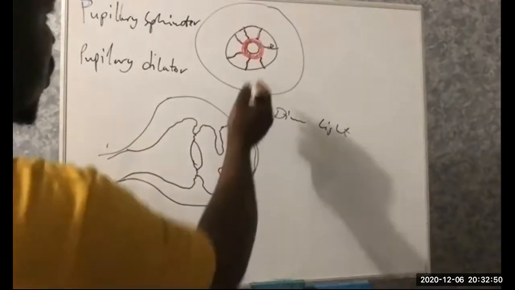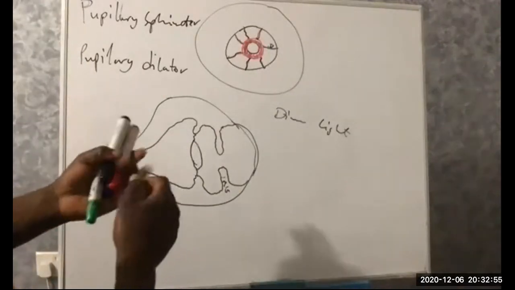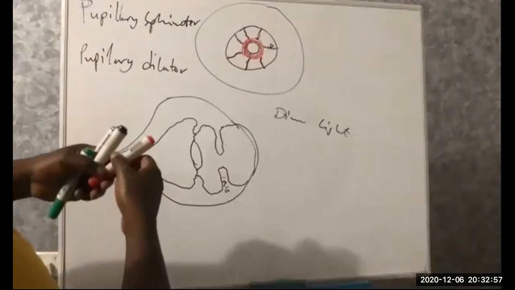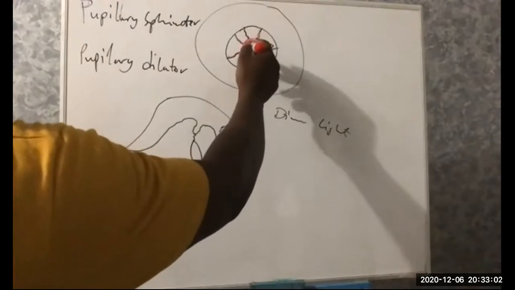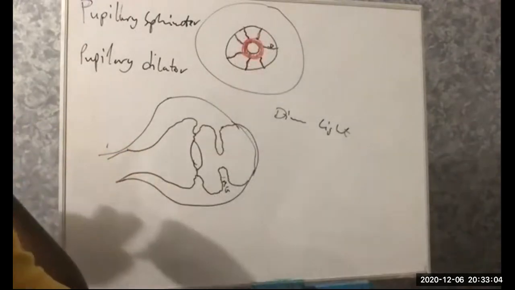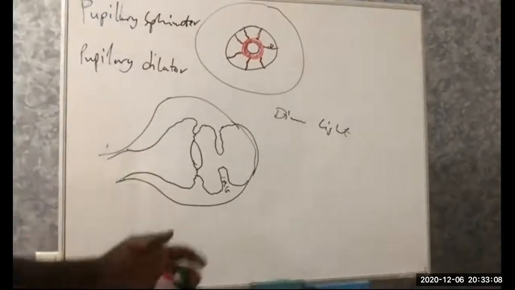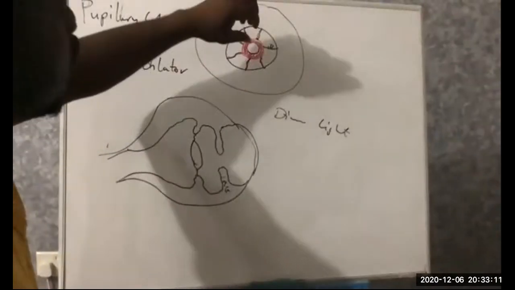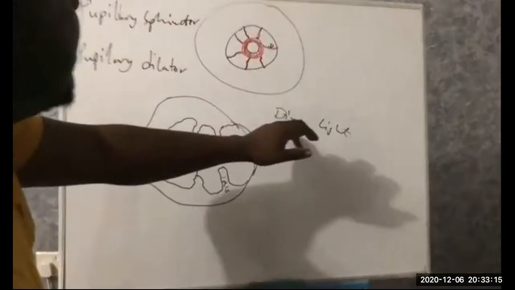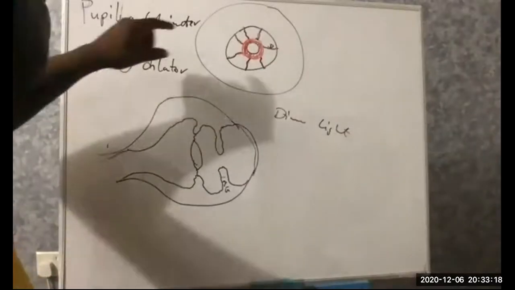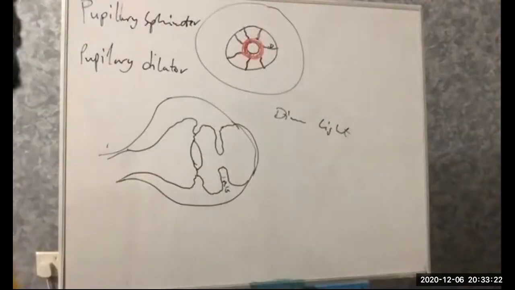Now, you see this red muscle surrounding the opening. That is what we call the pupillary sphincter or the constrictor. So the pupillary sphincter, what they do is that once you are in a bright light, they constrict. So they constrict inwards. Okay? While the dilator constricts outwards, this sphincter constricts inwards and narrows the opening.